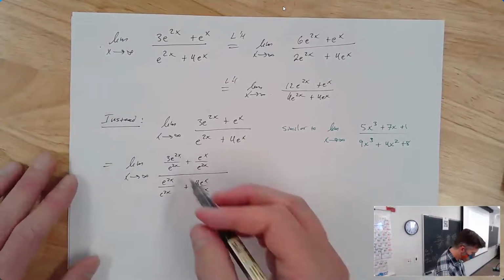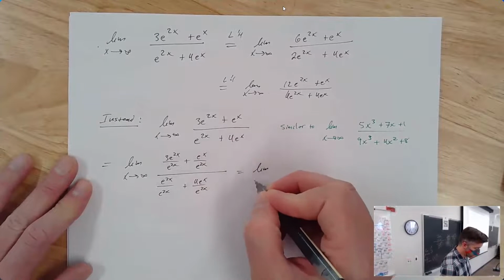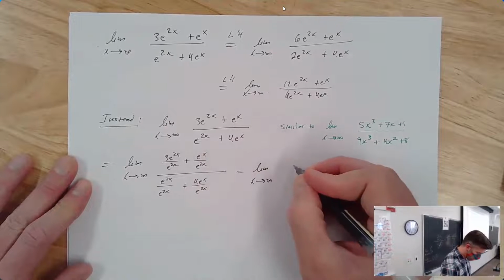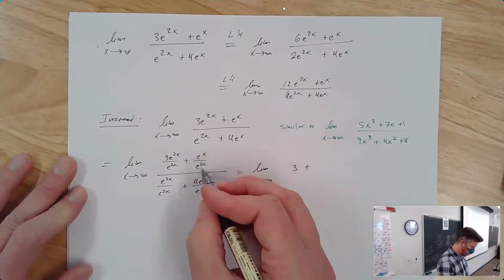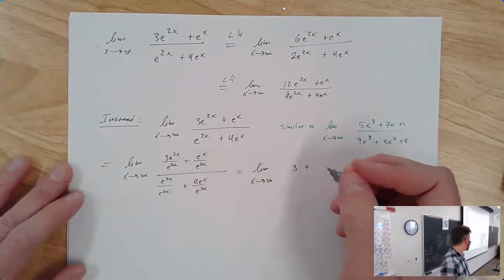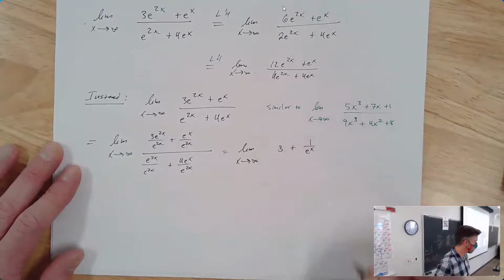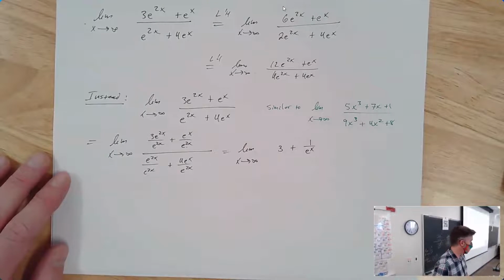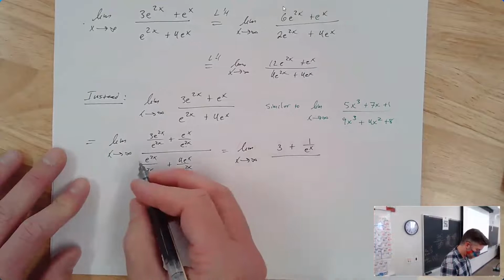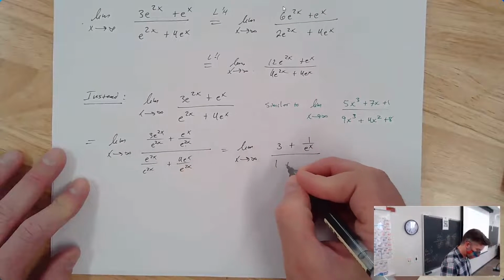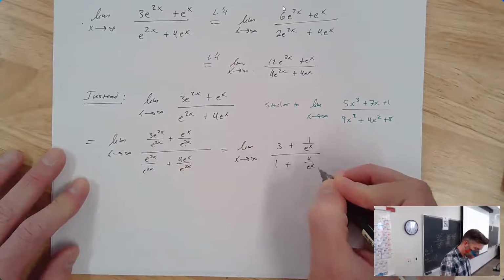So I've got the limit as x goes to infinity of 3 plus e to the x over e to the 2x. You could write it as e to the negative x. I'd much rather write it as 1 over e to the x. That just seems better to me. And then over here, I'm going to have 1 plus 4 over e to the x.